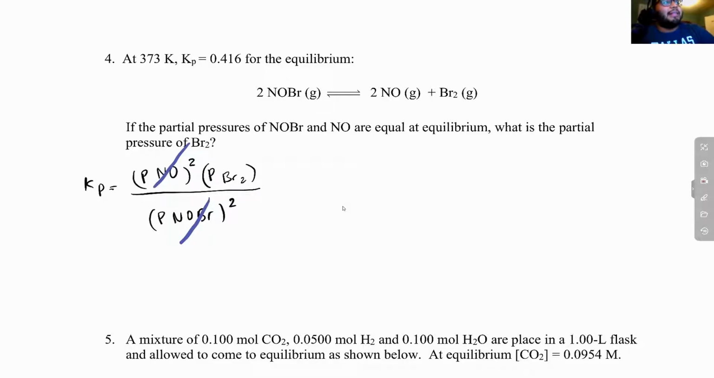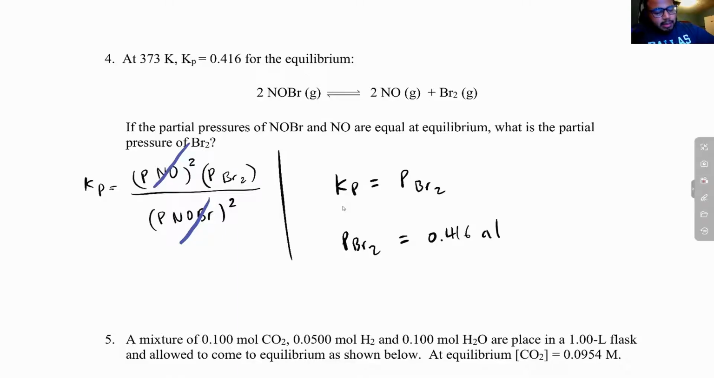Okay, so that means our Kp expression can be reduced and simplified such that Kp is equal to the partial pressure of Br2. And voila, we have reached it. So the answer to this problem is that the partial pressure of Br2 is equivalent to the equilibrium constant, so the partial pressure of Br2 is equal to 0.416 atm.